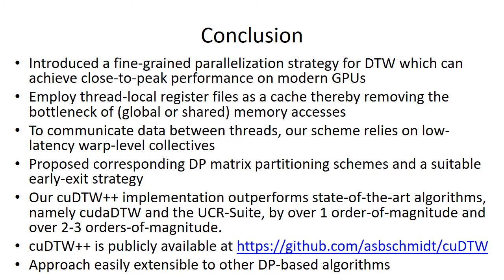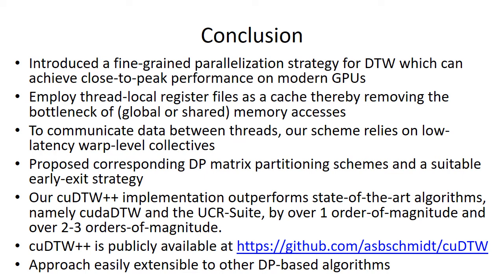Conclusion. In this paper, we have introduced a fine-grained parallelization strategy for dynamic time warping, which can achieve close to peak performance on modern GPUs. I've presented results for Volta-based GPUs. Very high, similar efficiency can also be achieved on the new Ampere GPUs, which we have also measured in the meantime. We employ thread local register files as a cache, which removes the bottleneck of previous implementations which use shared memory, for example. And data is communicated through low latency warp level collectives.